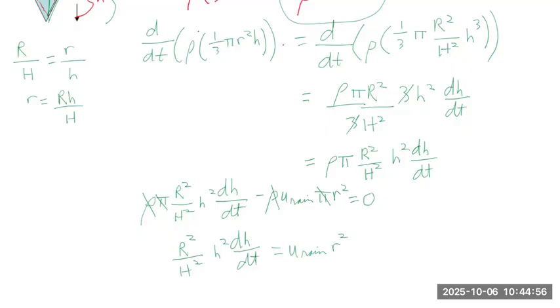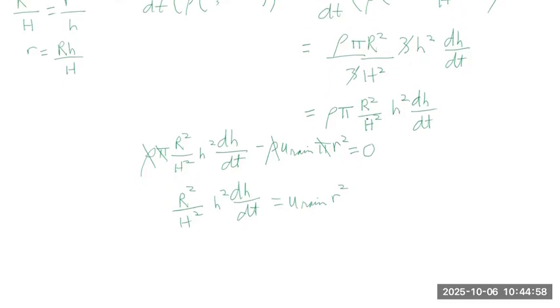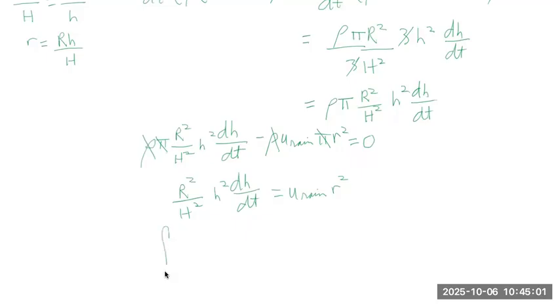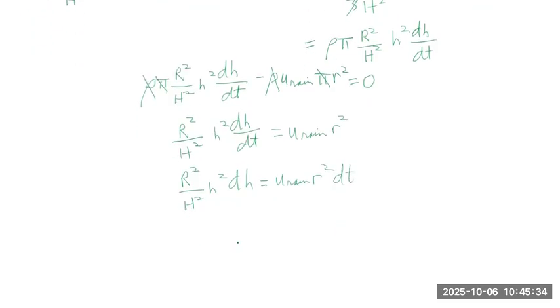And we can now integrate both sides with respect to t. Oh wait, sorry. First, we actually use separation of variables. And we rewrite it in the form r squared over h squared times h squared dh, and we multiply both sides by dt, so we get u rain times r squared times dt. Now we can integrate both sides.